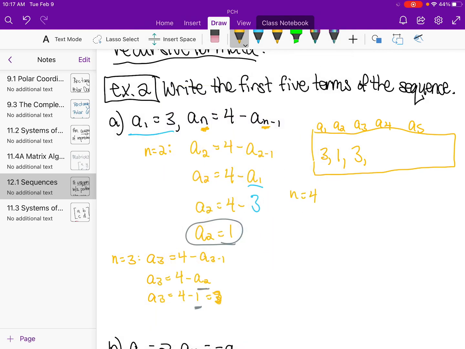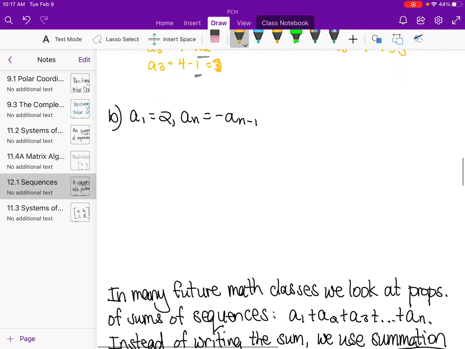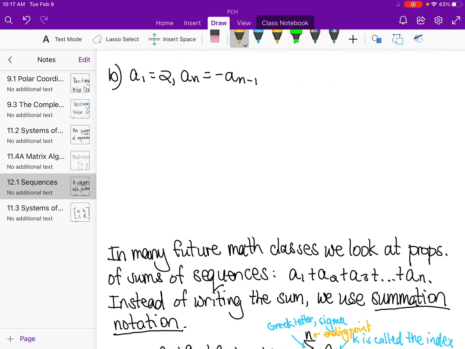For n equals 4, a sub 4 is going to be 4 minus a sub 3. And you might now see an alternating pattern, so you can probably guess. But if you want to be extra safe, double check it, and see that it's 3. Okay? So let's do one more. Hopefully I didn't scroll away from that too soon, but if I did, go ahead and rewind.